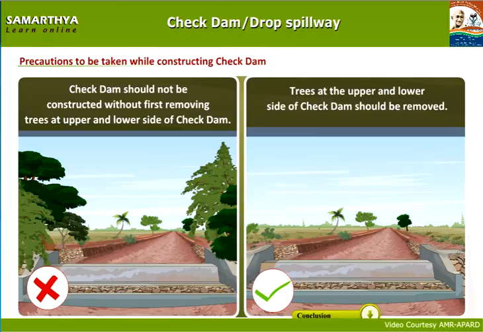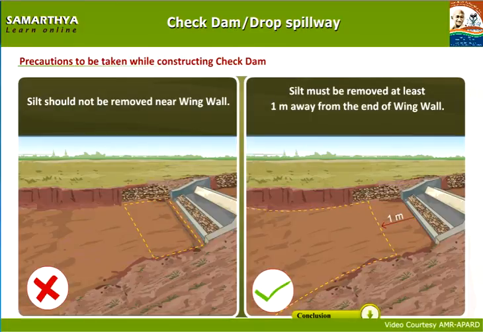Check dam should not be constructed without first removing trees at upper and lower side of check dam. If we construct without removing the trees, roots of trees may penetrate the walls of check dam and check dam may get damaged. Trees at the upper and lower side of check dam should be removed. Silt should be removed near wing wall. Silt must be removed at least 1 meter away from the end of wing wall.